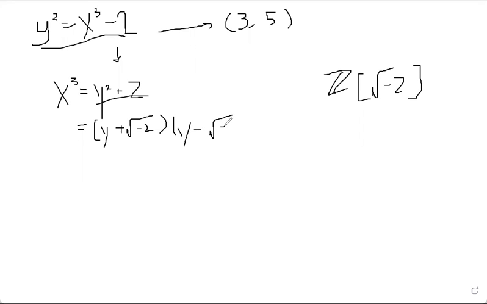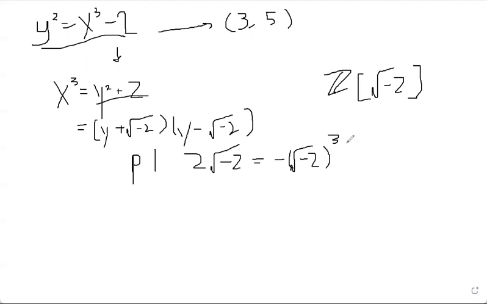And we can do the same idea. Something that divides both sides has to divide their difference, right? And the difference is just 2 root -2. So whatever divides both has to divide this. But it turns out 2 root -2 is just the negative of root -2 cubed. This shouldn't be too hard to see; you just expand it. This is a unit, so we ignore that. So basically, p has to divide square root of -2 cubed.